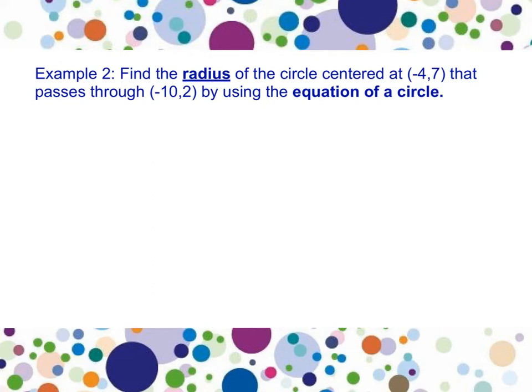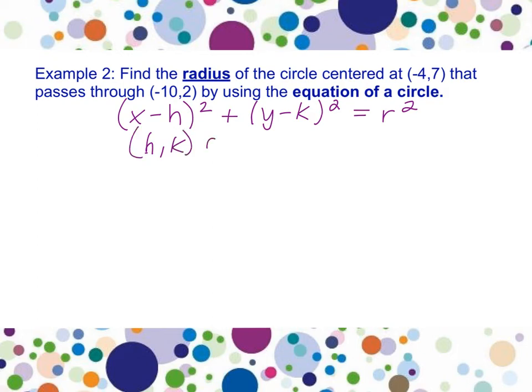In our second example, we're doing the exact same problem, so we already know the answer. We already know it's the square root of 61. But I'm going to show you a different method using the equation of a circle. I like this method better, but you can use whichever method works for you. So we know that the equation of a circle can be written as (x minus h) squared plus (y minus k) squared equals the radius squared. And we know that the point (h, k) is the center of the circle.